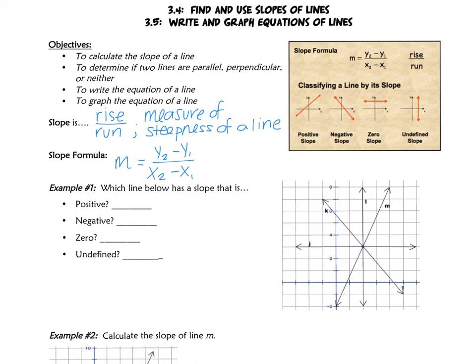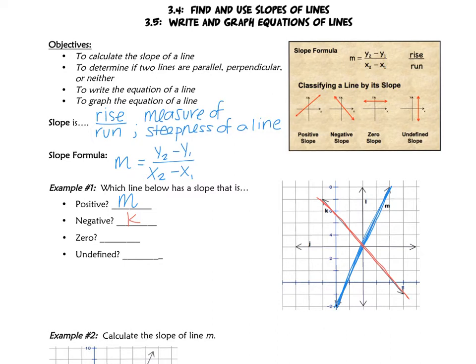So example 1, which line below has a slope that is positive? So positive slope is as you read left to right. Hopefully you see as you read left to right, this line right here is going up. It's positive, which is line M. Then we look for a negative slope. So as you read left to right, notice that line K decreases. So that's why that is a negative slope.